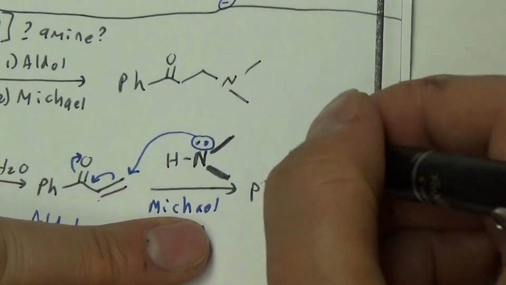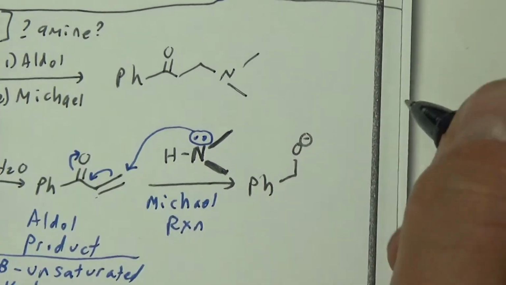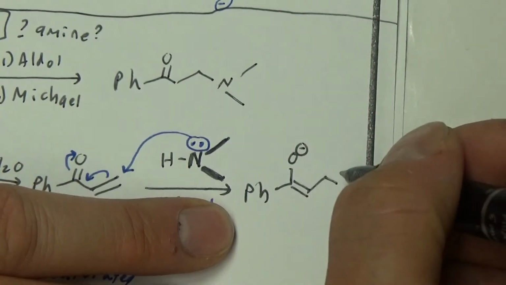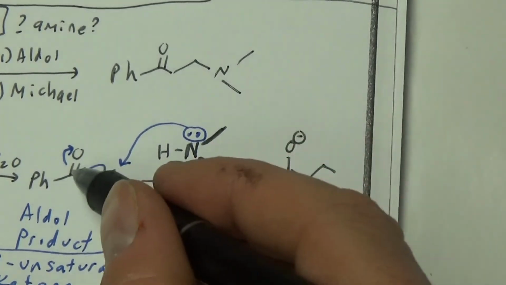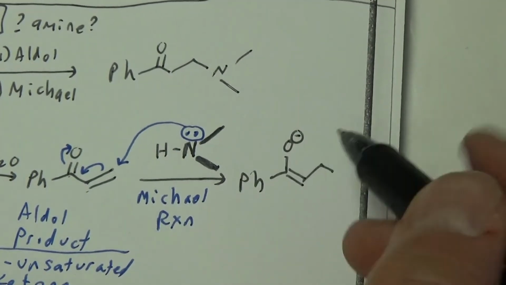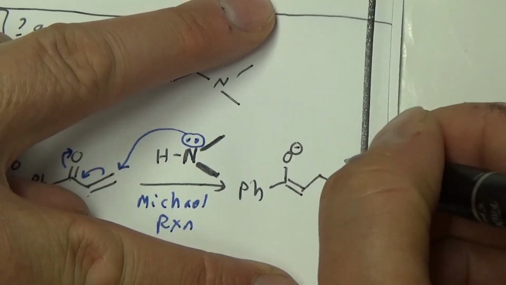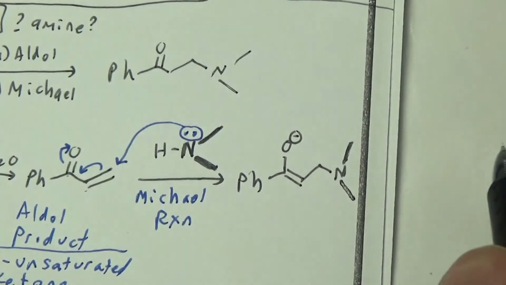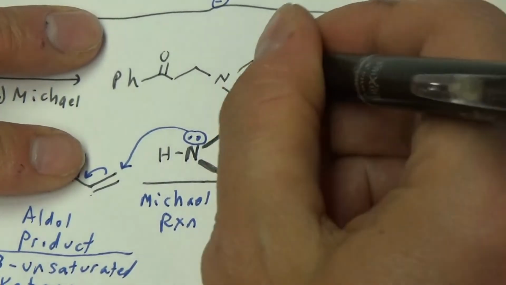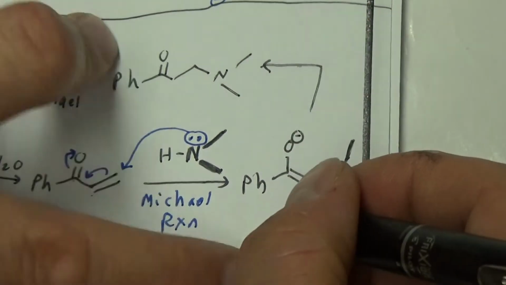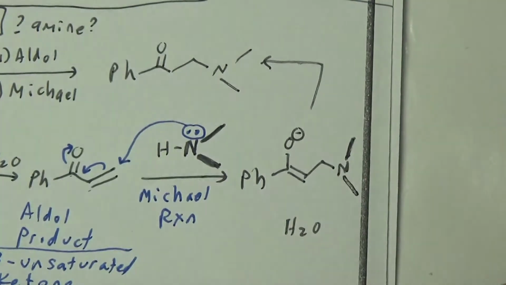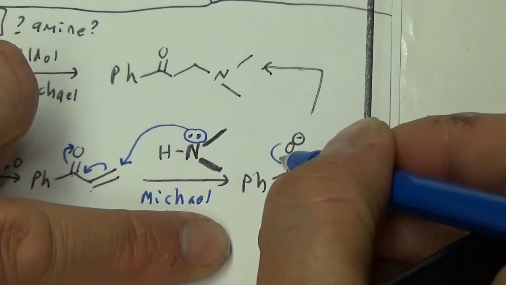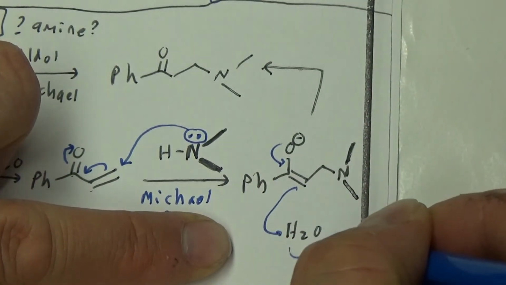Now we got a phenyl, O minus. We got a double bond, carbon, carbon. What is it? 1, 2, 3 carbons. Nitrogen, methyl, methyl. Yeah. Okay, and now to finish it off, it's just like water or something gives a proton. I'll just draw it down here. H2O. And we go back from the enolate to the ketone product. So this swings down, this goes there, and we're done.